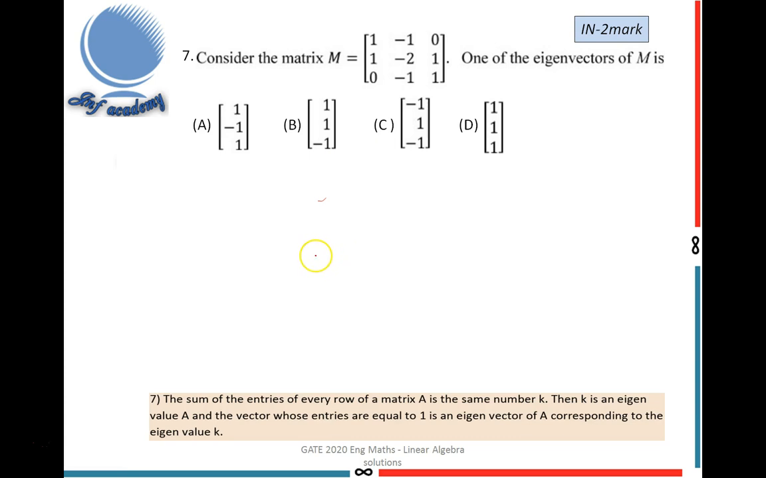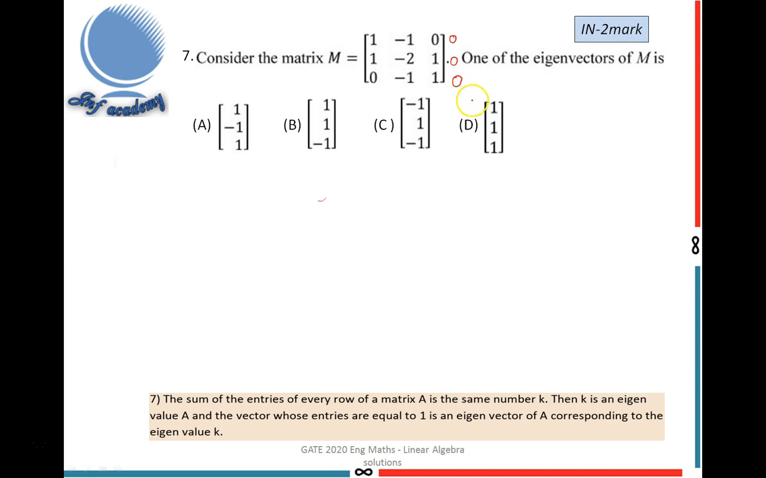You can find that property at the bottom of this slide. It's taken from the concept video, including the property number. If the sum of the entries of every row of your matrix A is the same number K, then K is an eigenvalue of A, and the vector whose entries are equal to 1 is an eigenvector corresponding to that number. Okay, we have to check here. Adding all the entries of row 1, 1 minus 1, 0, we get 0. Adding second row elements 1 minus 2 minus 1, minus 1 plus 1, 0. And 0 minus 1 plus 1, 0.